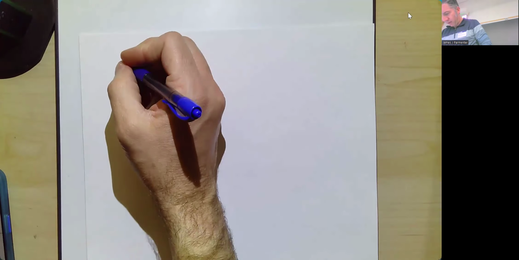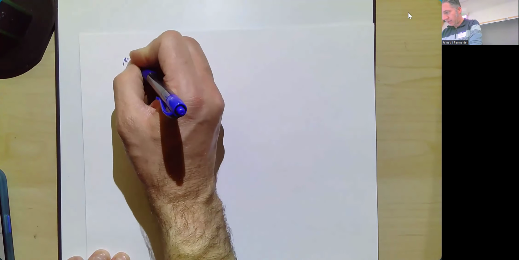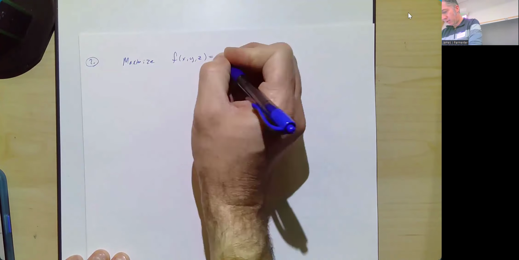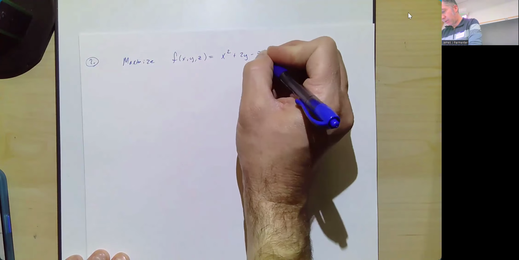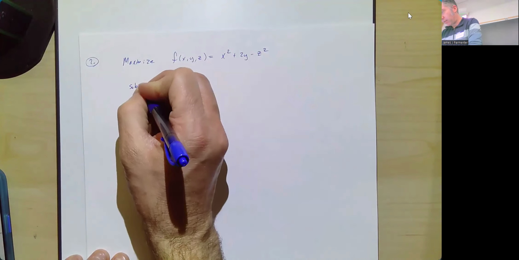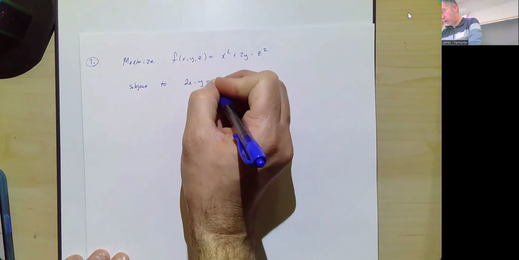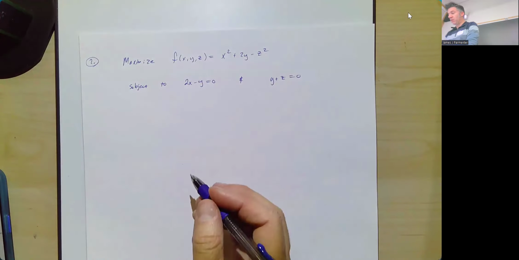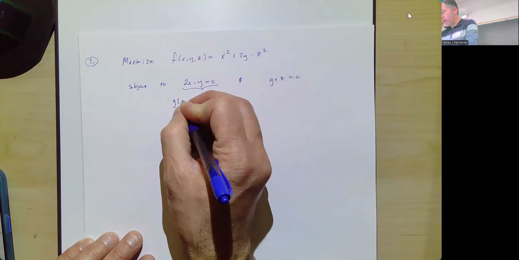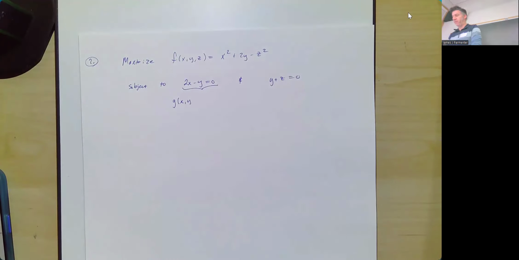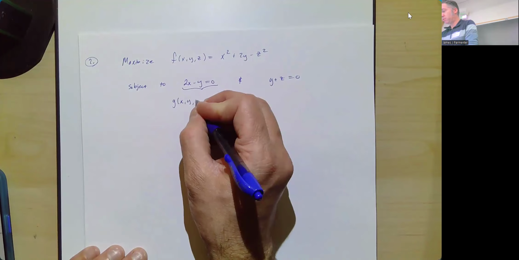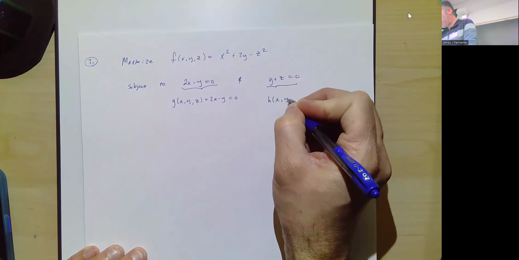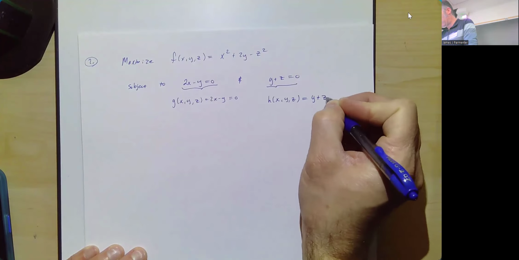So let's say we want to maximize f of x, y, z equal to x squared plus 2y minus z squared, subject to the constraints 2x minus y equals 0, and y plus z equals 0. So again, you should immediately view this as g of x comma y comma z, really. I think you should write all the variables that are in play, even though it's not a function of z, equal to 2x minus y equal to 0. And here you have h of x comma y comma z equal to y plus z equal to 0.